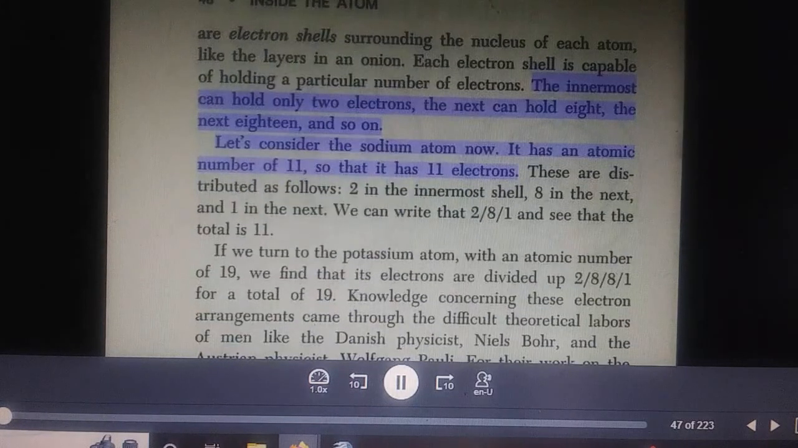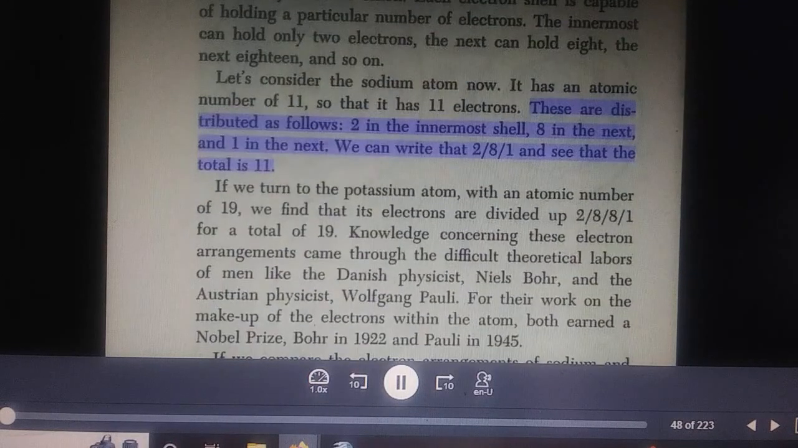The innermost can hold only 2 electrons, the next can hold 8, the next 18, and so on. Let's consider the sodium atom now. It has an atomic number of 11, so that it has 11 electrons. These are distributed as follows: 2 in the innermost shell, 8 in the next, and 1 in the next. We can write that 2/8/1 and see that the total is 11.